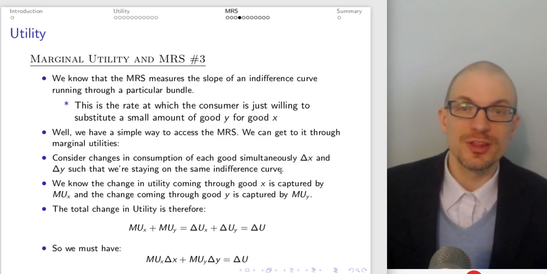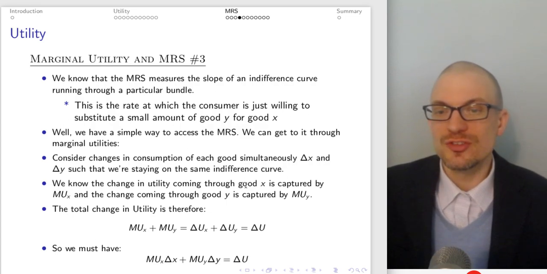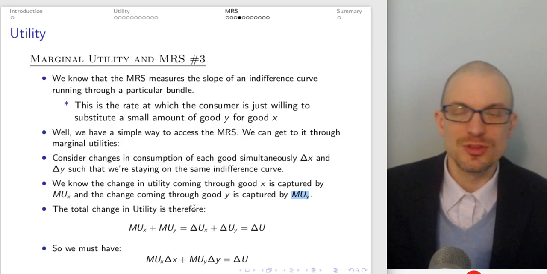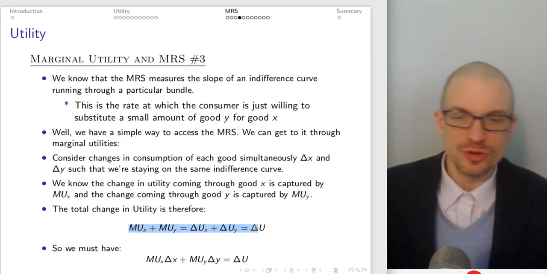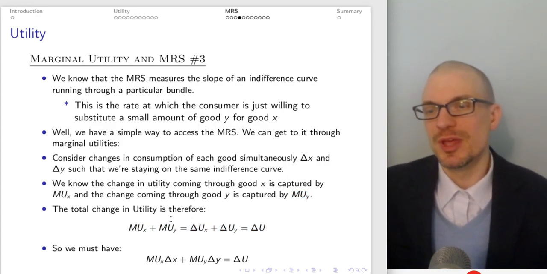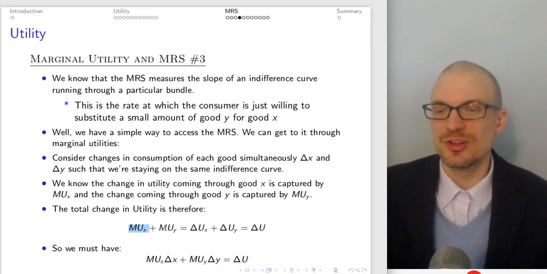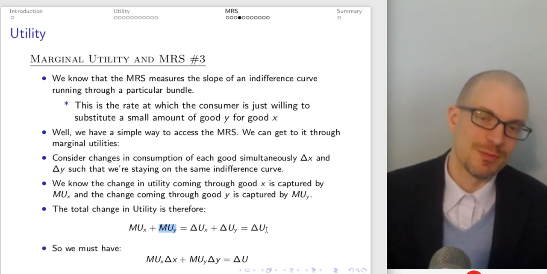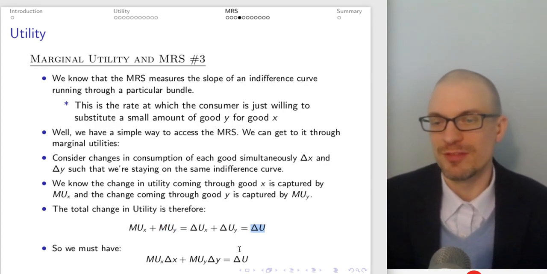So we want our utility not to change. The change coming through X is going to come through the marginal utility of X. The change coming through Y is coming through the marginal utility of Y. My total change I want to keep at 0. Here's my marginal change in utility from X and marginal utility of Y. One of these will be negative if I'm not changing my utility overall. That's going to be equal to 0.